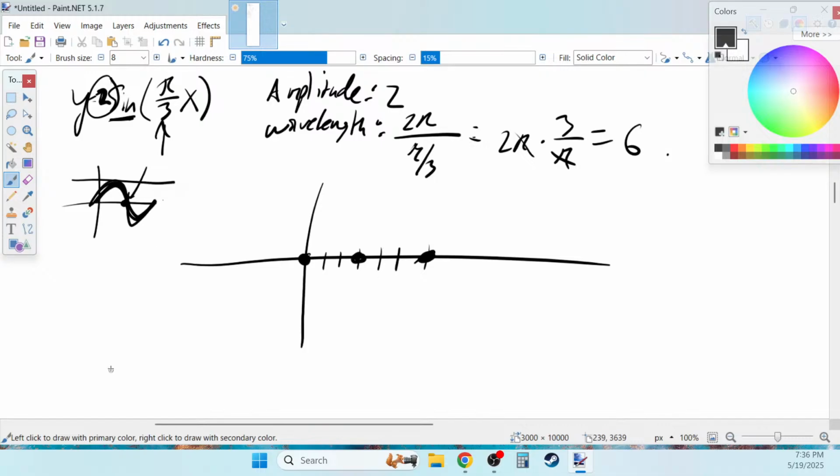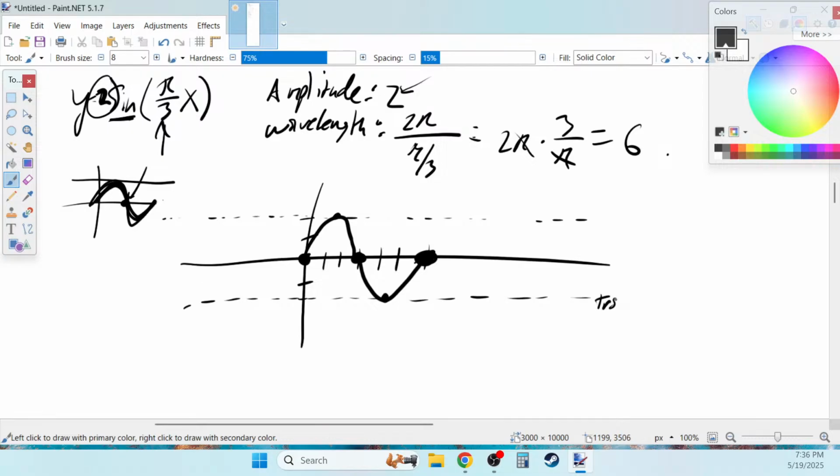I know that this height here is going to be 2 because that is the amplitude in the formula. So I will put a line up at 2. I'll put a line down at -2. I'll make sure that halfway between this node and my next node, I hit the crest line. And then halfway between this node and this node, I will hit the trough line. That makes one wave of my curve.